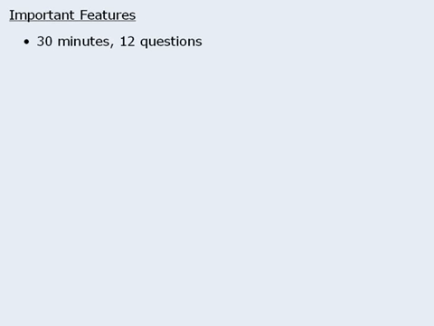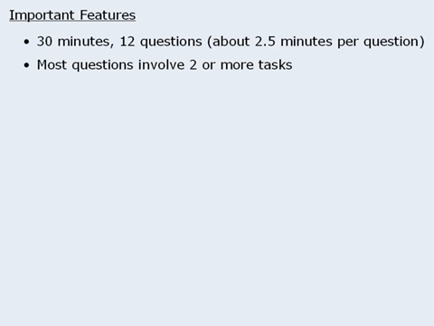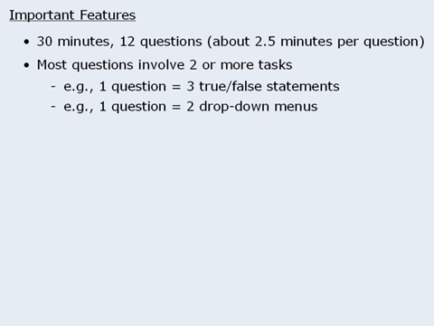Now let's examine some important features of this section. To begin, you will have 30 minutes to complete 12 questions. So you will have about 2.5 minutes to spend on each question. Now, a unique feature of integrated reasoning questions is that most of them involve 2 or more tasks. So, for example, one question may require you to respond to 3 true-false statements, and another question may require you to use drop-down menus to complete 2 statements.